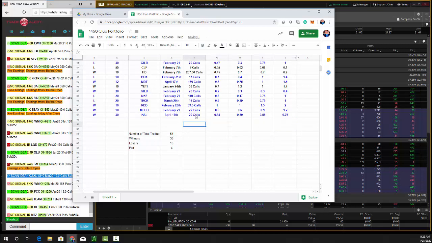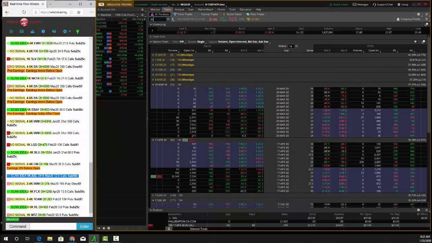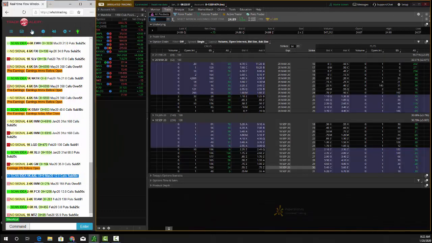EPC. I don't even know what this one is. Let's look at EPC. More Teck Resources calls being bought here, guys. So if you're not into tech yet, I think today is an opportunity to get into Teck Resources. TECK. They're buying some March 14 calls.